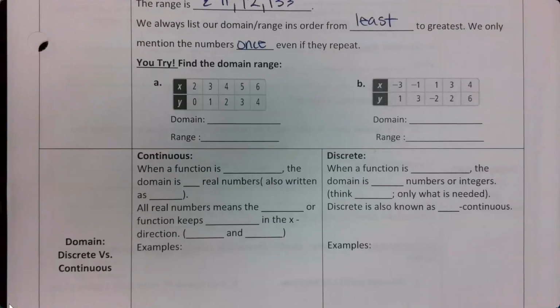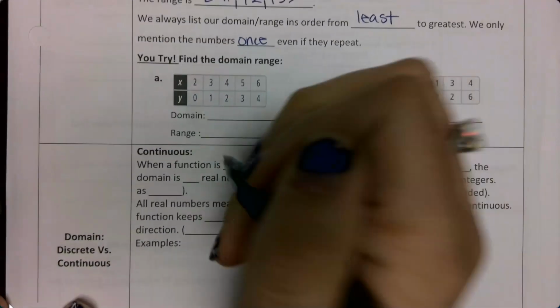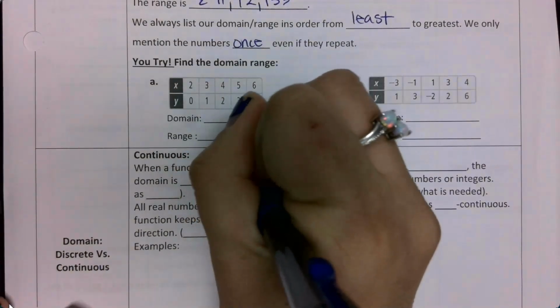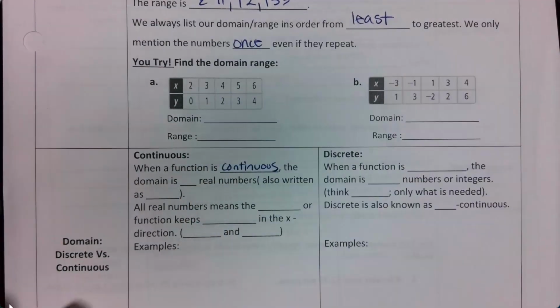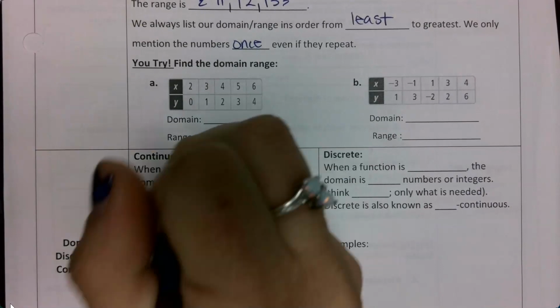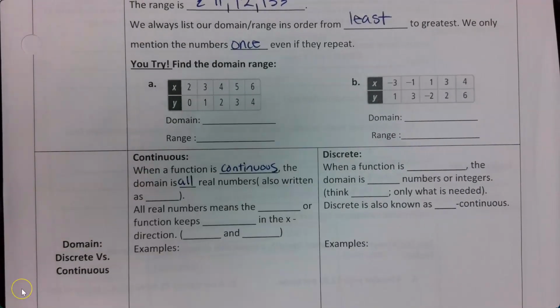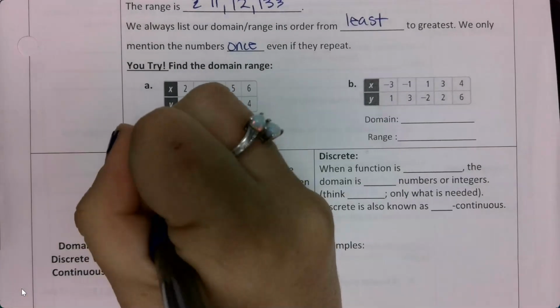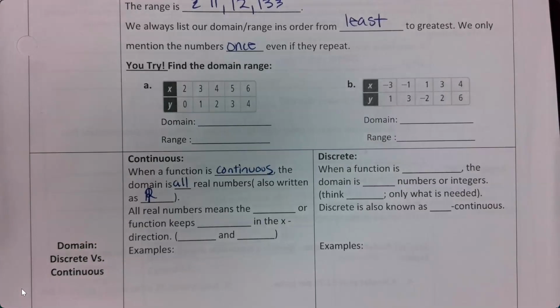So the next thing we're going to talk about is continuous and discrete. When a function is continuous, our domain is all real numbers. So any possible value of x can be my domain. And this is written with an R with a double line. Yeah, it's an R with an extra line.